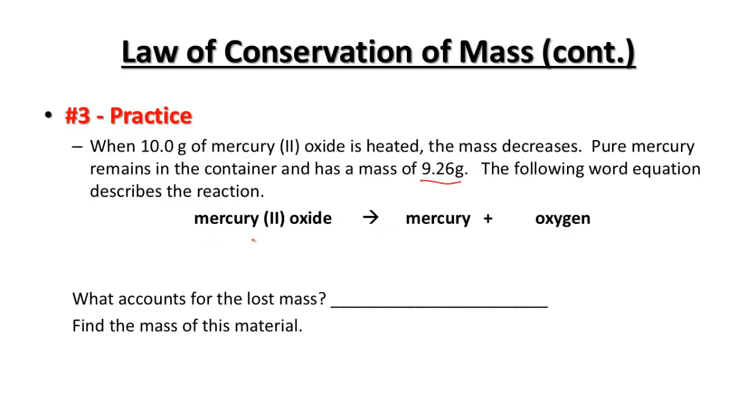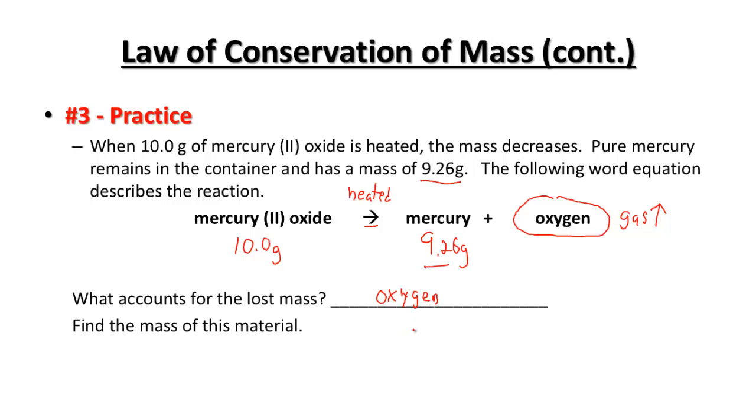So we've got our word equation, mercury(II) oxide, when it's heated, it's going to produce mercury and oxygen. Now, if we start out with 10 grams of mercury oxide, and we only have 9.26 grams left afterwards, what accounts for the loss? Well, we had some oxygen. Now, oxygen's a gas, so it would be leaving behind just that solid. So our oxygen is what's representing our lost mass there.